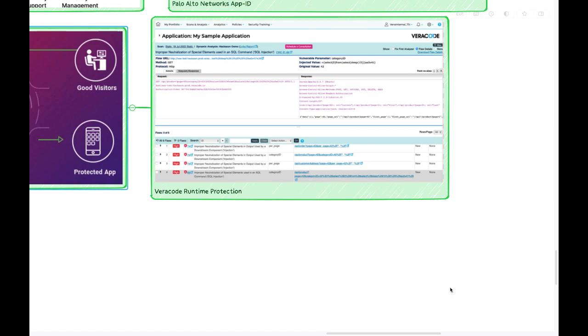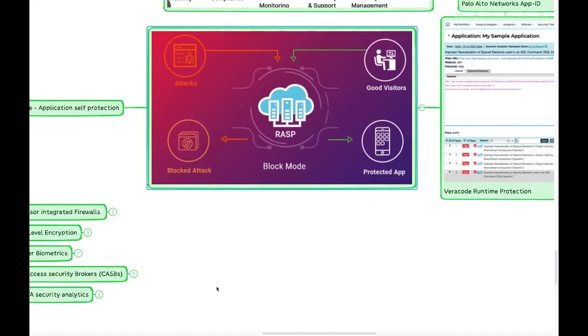It integrates directly into the application code and can identify and prevent common security vulnerabilities such as SQL injection, cross-site scripting, and remote code execution.